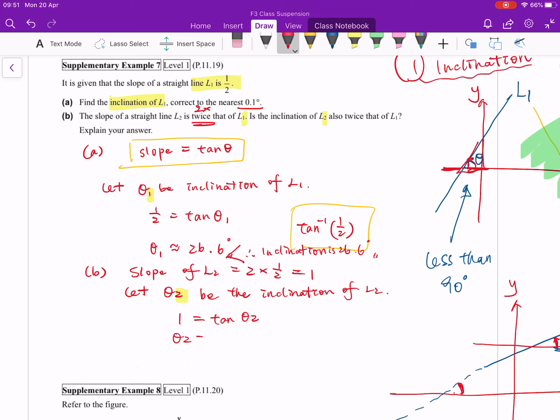So theta 2 by your calculator, this is 45 degree, which is not equal to theta 1, because you can see that twice of 26.6 should be 53.2 something, which is not equal to 45 degree. Therefore, the answer is no. Okay, the answer is no.